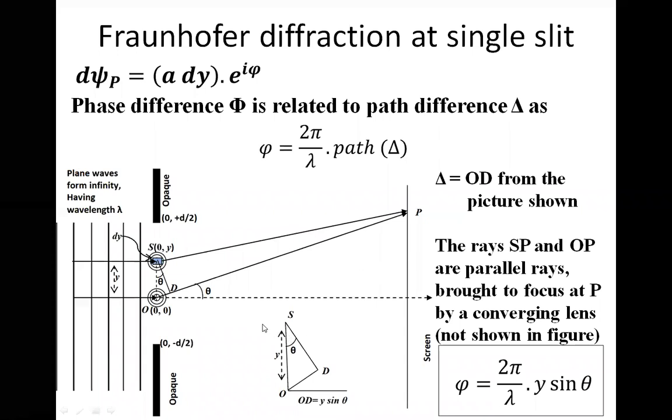For that reason, I have used this triangle. Please pay attention to this triangle. It is a zoom view of the ODS triangle. As I already mentioned, of course, I have given you a warning here. The rays SP and OP are parallel rays. I'm making it clear, though the picture depicts them as inclined rays, they are not actually, they are parallel rays, right? So from point S to point P, from point D to point P, they are parallel rays, right?